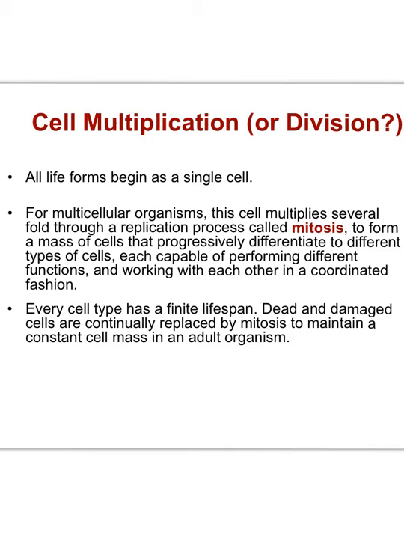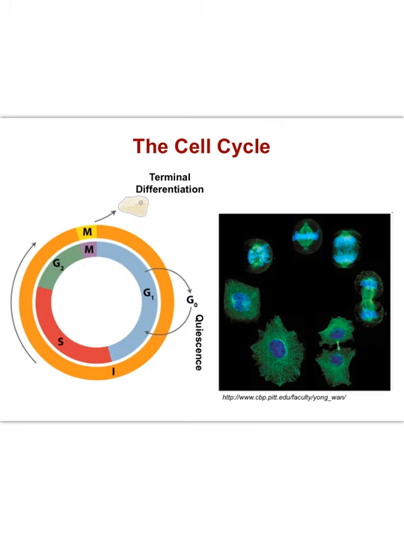Cell multiplication. Well, cell division, right? We had to start as a single cell. Some organisms stay as a single cell. Anything that's eukaryotic, in order to replicate, whether you're unicellular or multicellular, the cell goes through mitosis. And each cell has some sort of finite lifespan, right? We definitely replace dead and damaged cells by mitosis to make sure we don't lose too many cells as an adult.